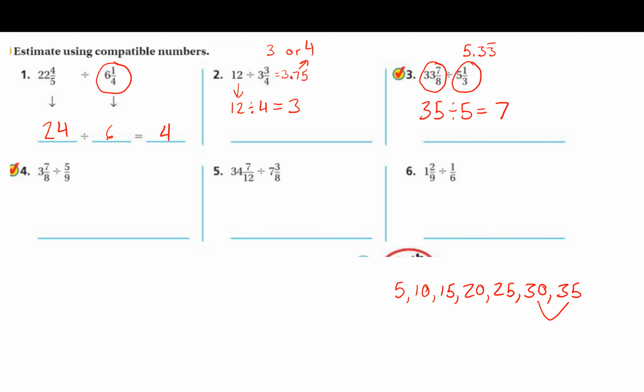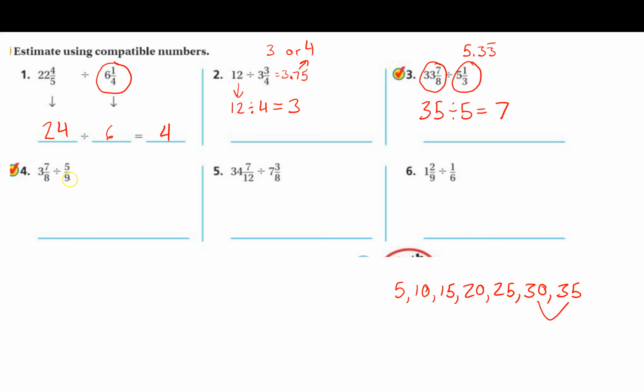All right. Let's go down to number 4. Now this one's a little bit trickier because neither number is great to work with, in my opinion. You may think otherwise and say, oh, Mr. Music, this one's easy. But for me, this one's a little more challenging. So 3 7/8, that's about 4.